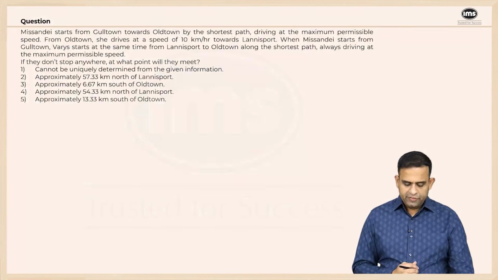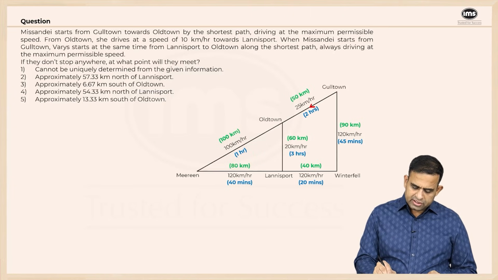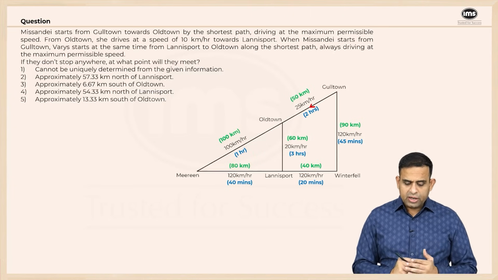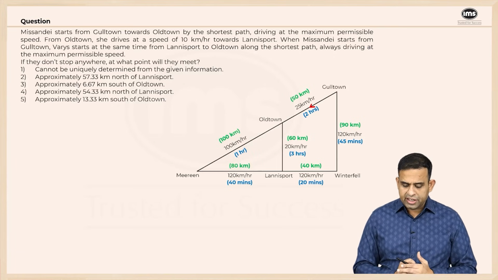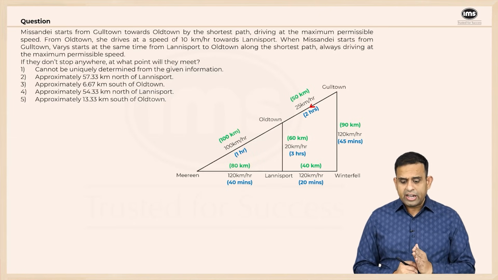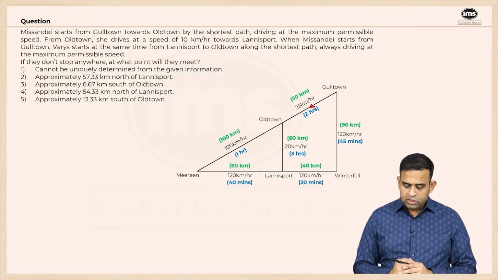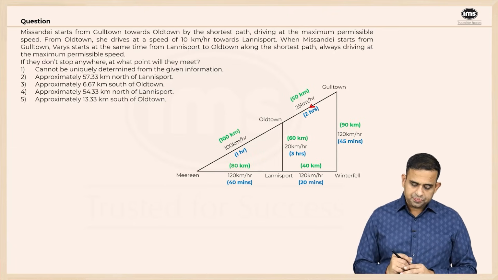If I look at the next one, it says Missandei starts from Gulltown towards Old Town, from Gulltown to Old Town, like this, on the shortest path, driving at the maximum permissible speed. So it will take 2 hours for Missandei to go from Gulltown to Old Town. And it is given that from Old Town she drives at 10 kmph towards Lannisport. So please note, Old Town to Lannisport, the speed at which Missandei travels was 10 kmph.